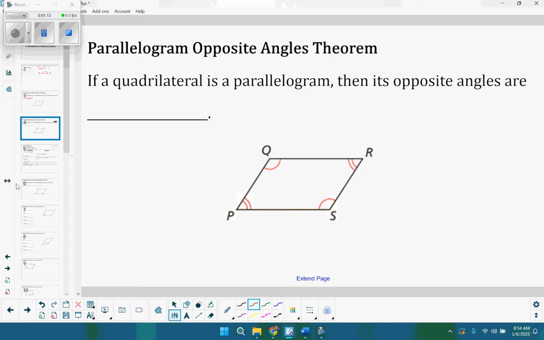We also have, if a quadrilateral is a parallelogram, then its opposite angles are congruent. So we define the opposite angles as the ones that are across from each other, right? So Q and S are opposite angles, P and R are opposite angles, and they would match.